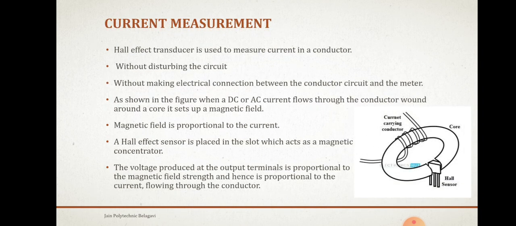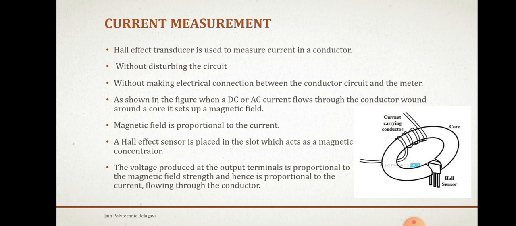Then next we will see current measurement. The next application: the Hall effect transducer is used to measure current in a conductor without disturbing the circuit. So without making an electrical connection between the conductor, circuit and the meter, as shown in the figure, we measure the current when DC or AC current flows through the conductor.